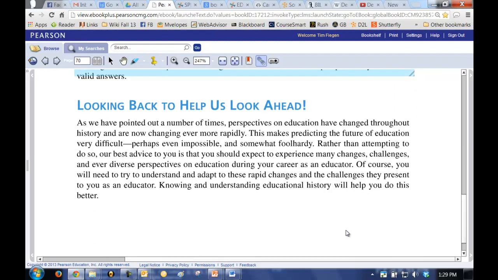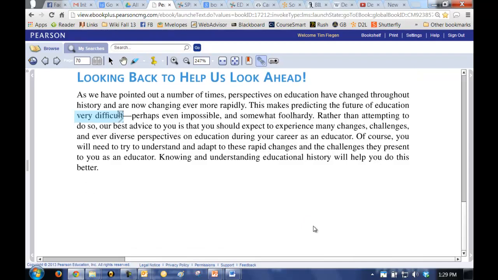Looking back to look ahead, perspectives on education have changed throughout history. This makes predicting the future of education very difficult. Perhaps even impossible. Somewhat foolhardy, rather than attempting to do the best advice. And again, they emphasize knowing and understanding educational history will help us do this better, predict the future.